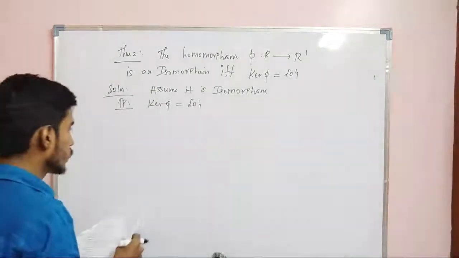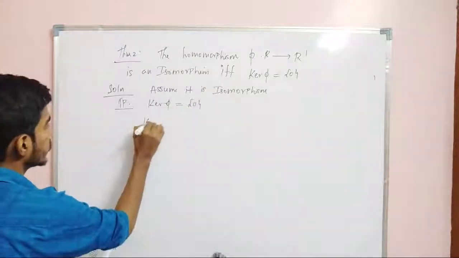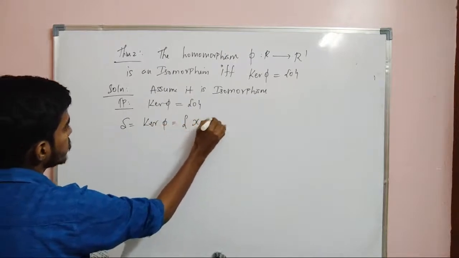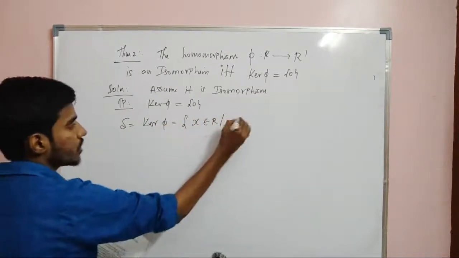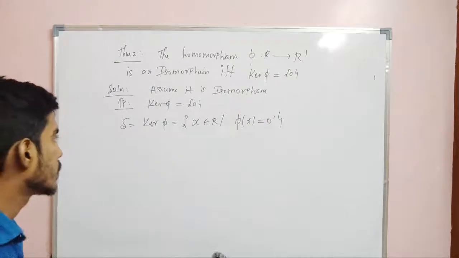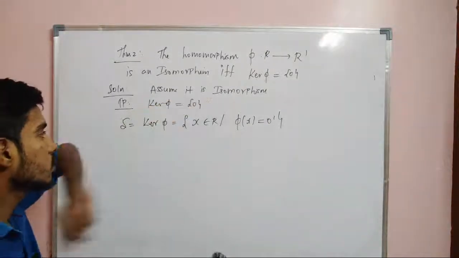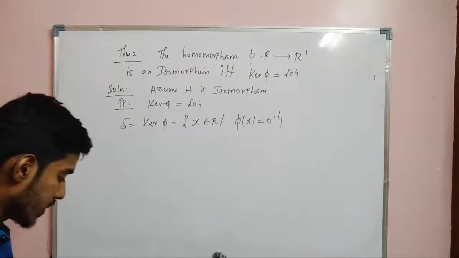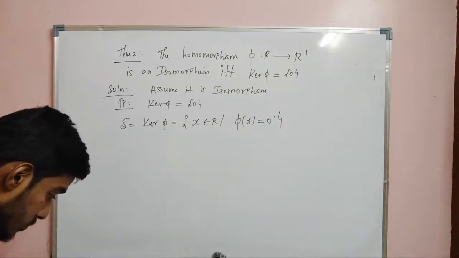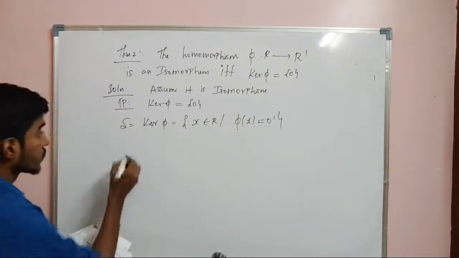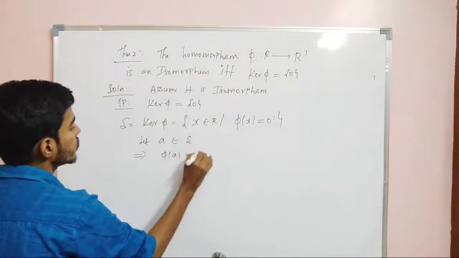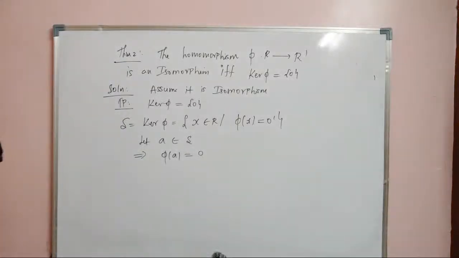So what is the kernel? Let us call the set S, and S is the kernel of that map, and it contains all those elements x in R such that phi of x is equal to 0 dash. The 0 dash is the identity element of R dash. Now we need to prove, by the assumption that it is an isomorphism, that the kernel contains only the 0 element, right? Yes. Now let a belong to S. Now what about phi of a? It will be 0 dash.